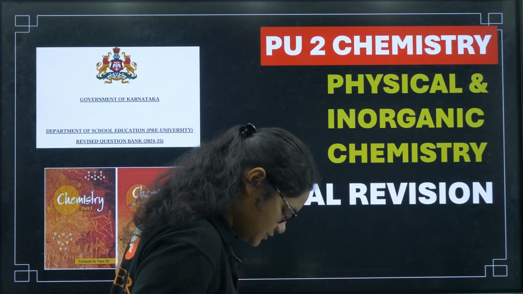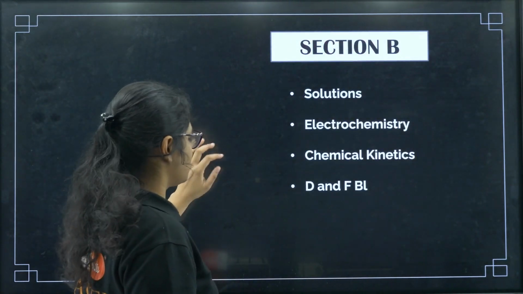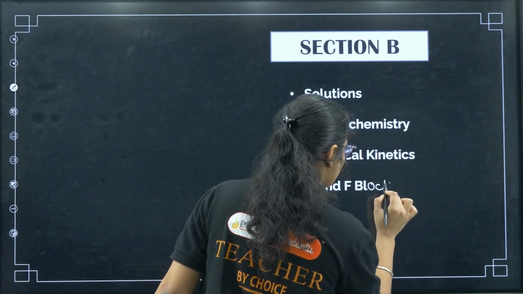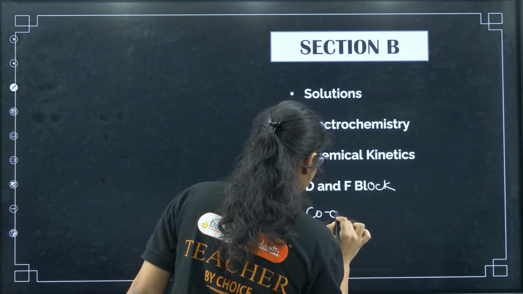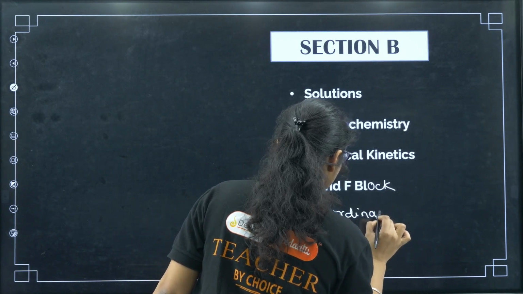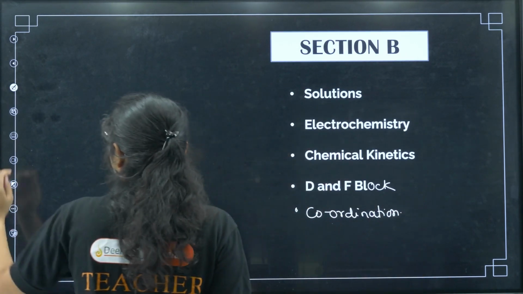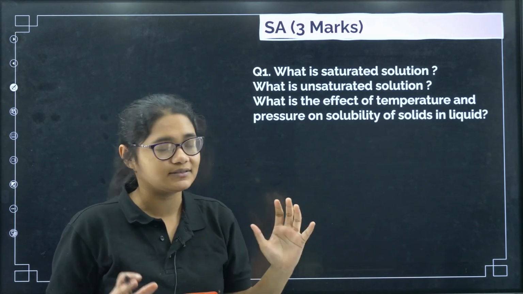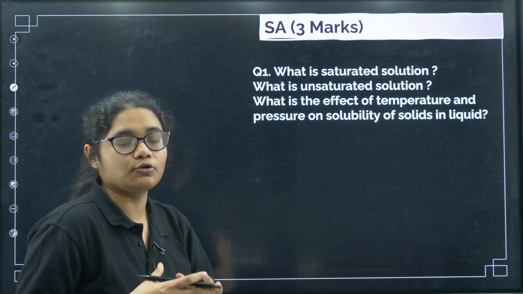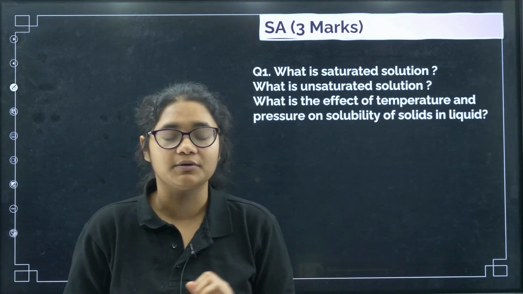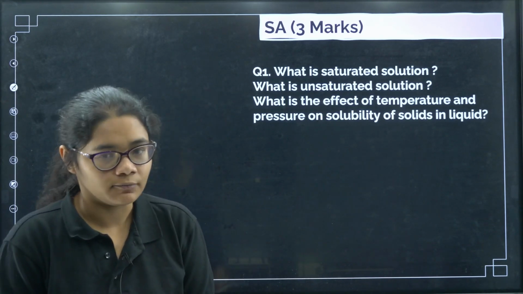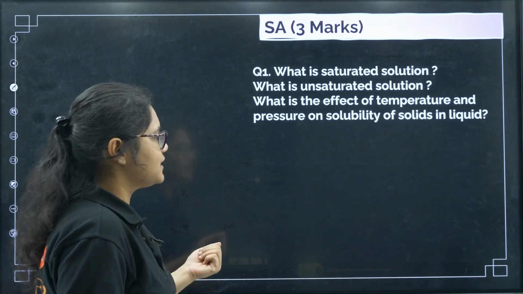Okay, so now if you see the questions, here is a small typing error. We have D and F block and coordination compounds. We have solutions, kinetics and electrochemistry. Let us quickly go through the first question, that is solutions. I have taken these questions from your PU question bank, the most important resource, from previous year questions and from your NCERT book. So what is saturated and unsaturated solution?